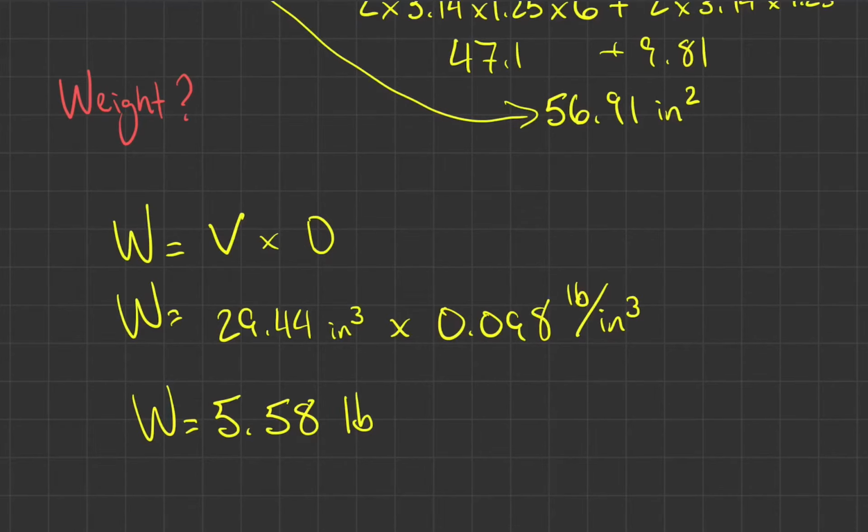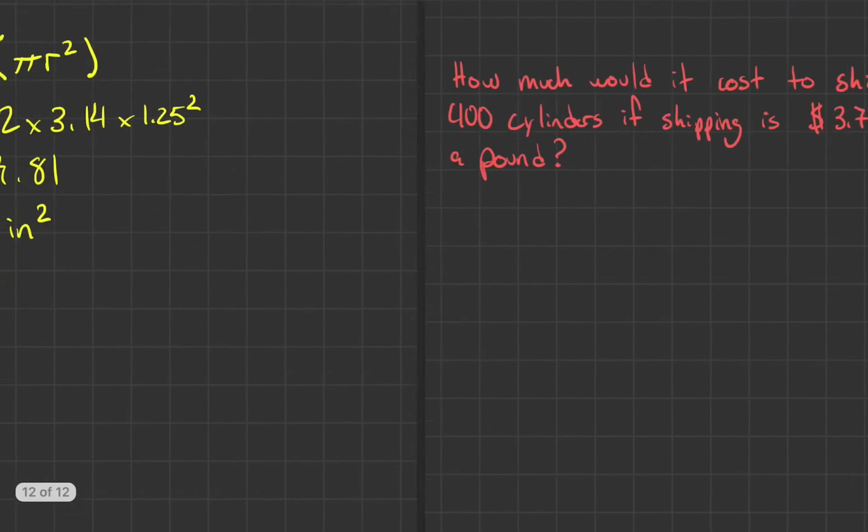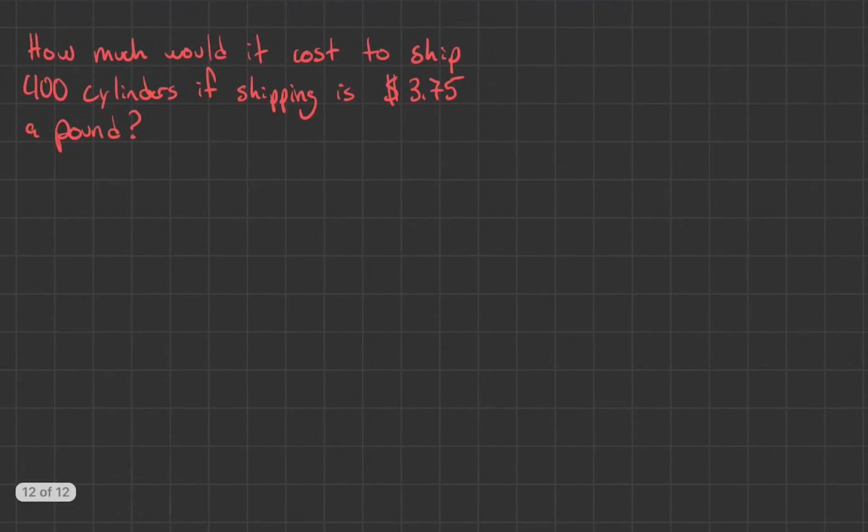All right, so that's just some quick things that we can do with some of our material properties. But what if we want to know a little bit more? So what if we wanted to know how much it would cost to ship 400 of these cylinders? So maybe we're a manufacturer and we're trying to produce and sell these cylinders, and we need to know how much it's going to cost us to ship 400 of them to our client if shipping is $3.75 a pound.